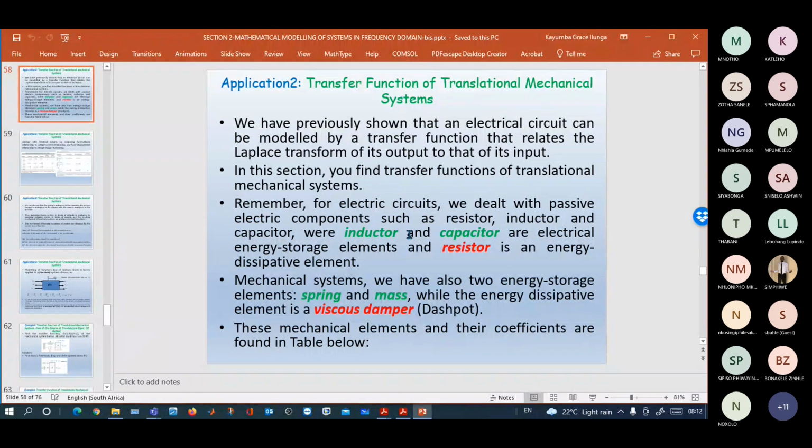As we have done with you the modeling of the electrical system, you are now able to write a transfer function, so you can relate the output of an electrical system to its input using Laplace transform. You are able to get the differential equation of an electrical system, then relate its output to its input. So this is already known by you. Now we are going to see the mechanical system.